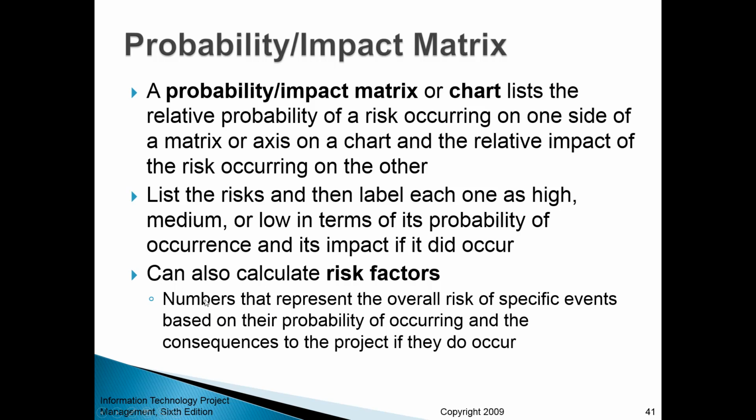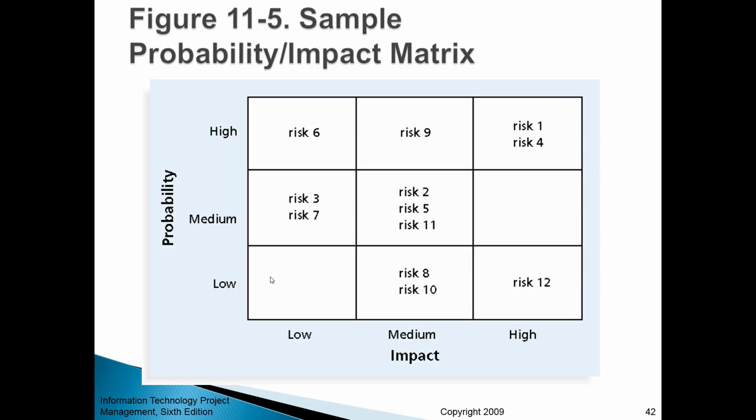But strictly speaking, risk factors are numbers that represent the overall risk of a specific event based on their probability of occurrence and the consequence to the project if they do occur. So a risk factor is like the eventual quantification of this preliminary, subjective, qualitative categorization of risks. So with all those ideas being covered, let's look at an example of a probability impact matrix.